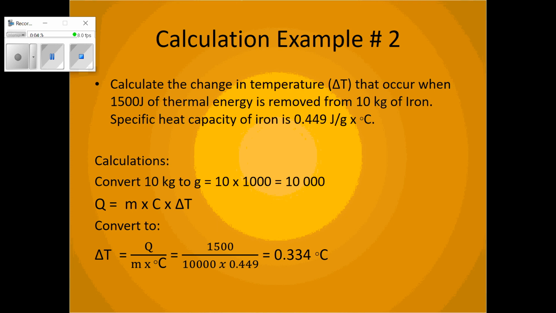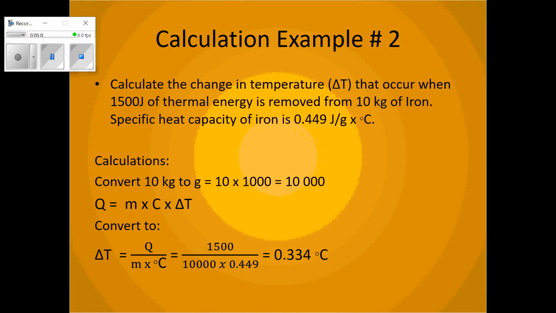Converting the kilos to grams is also very important, because you can't use the equation when the conversion isn't done. First things first, we're going to look at the 10 kilos of iron and change it to grams. So 10 kilos times 1,000, as each kilo means there are 1,000 grams. That gives me 10,000 grams.